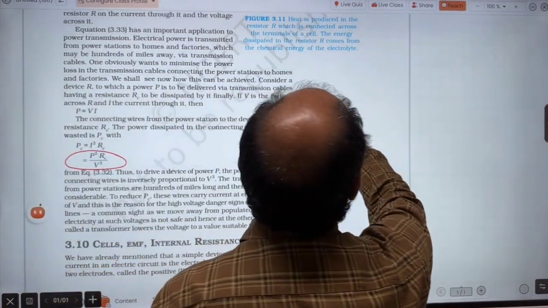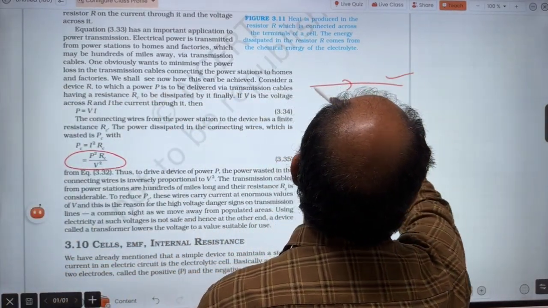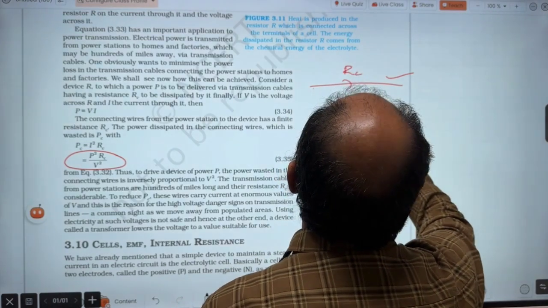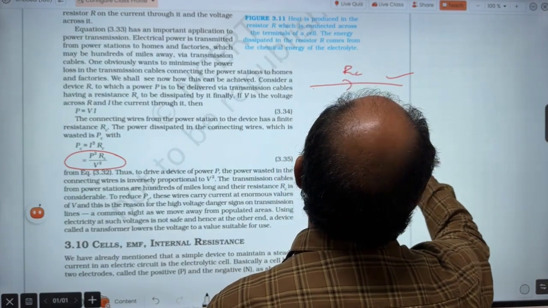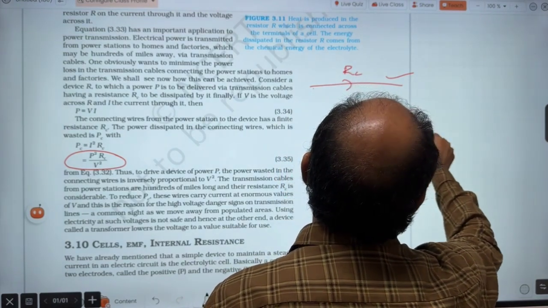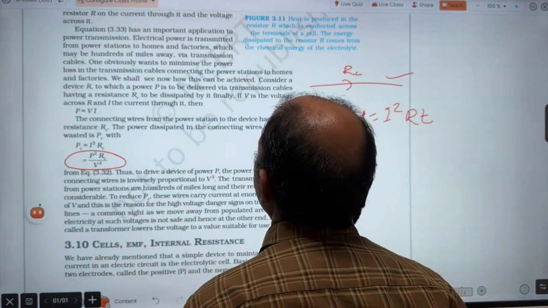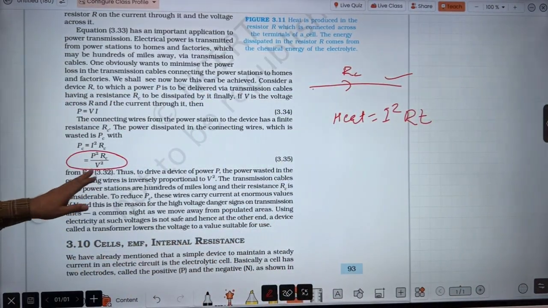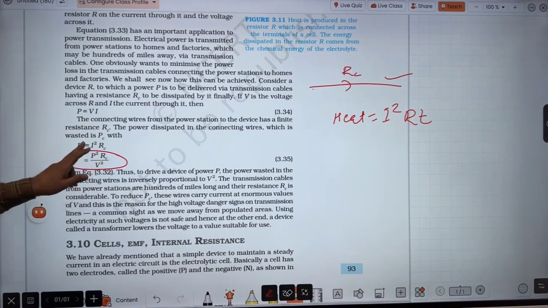So what they are talking about is, if this is a wire that is carrying current to a distant place, and it has a certain resistance, then heat will be produced. Heat will be I square Rt, and that will be the loss. The same thing they are saying here, that it will be I square R.